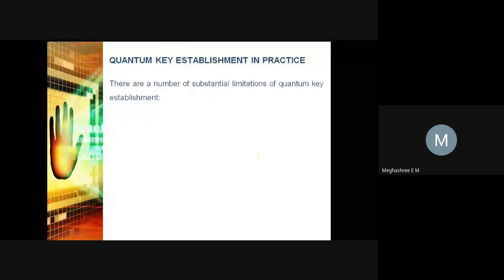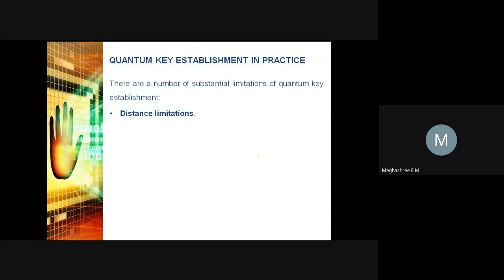Next, in practice, how is quantum key establishment used? It has its own limitations. The first one is distance limitation, because in 1988, using this quantum key establishment, the distance covered was only 30 centimeters. And by 2010, the distance covered with this key establishment method was hardly 150 kilometers.